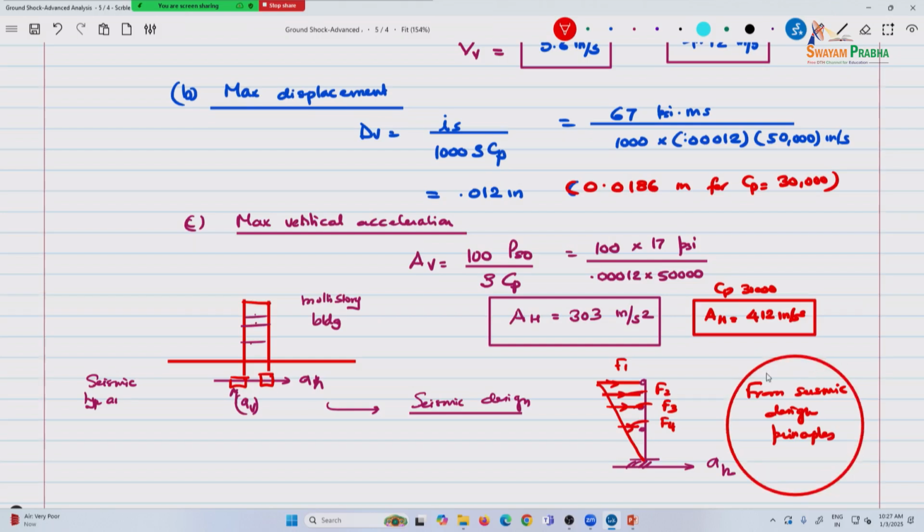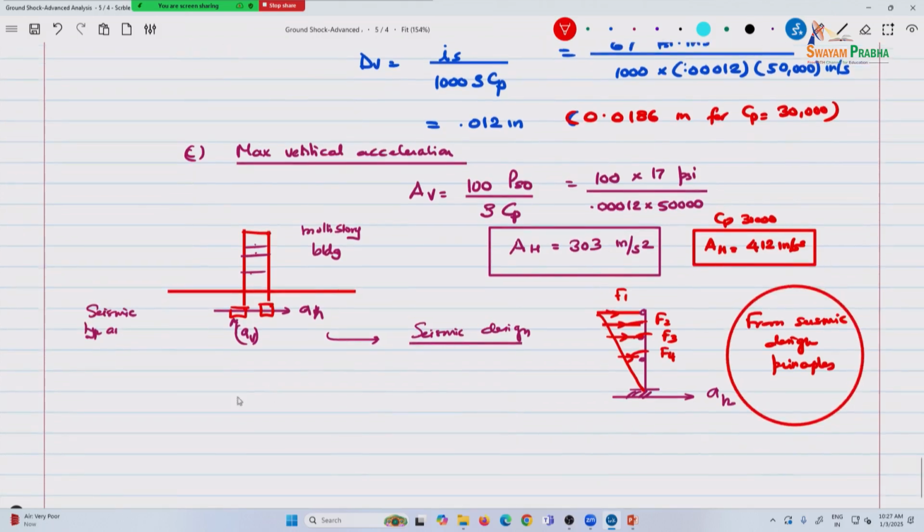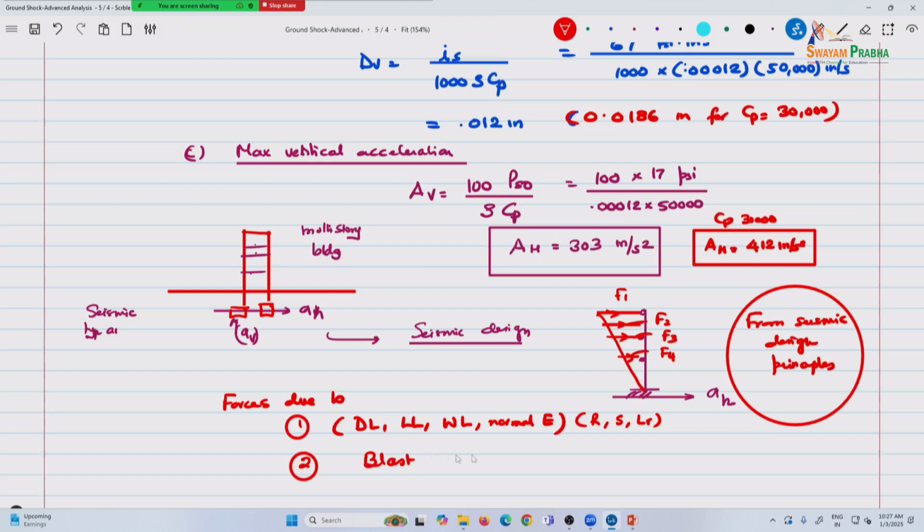How are you going to combine? You now have forces due to the regular dead load, live load, wind loads. If you have regular seismic, normal E, and others also, rain, snow, roof live load, all these. So this is force 1, then due to blast, and then blast induced seismic.